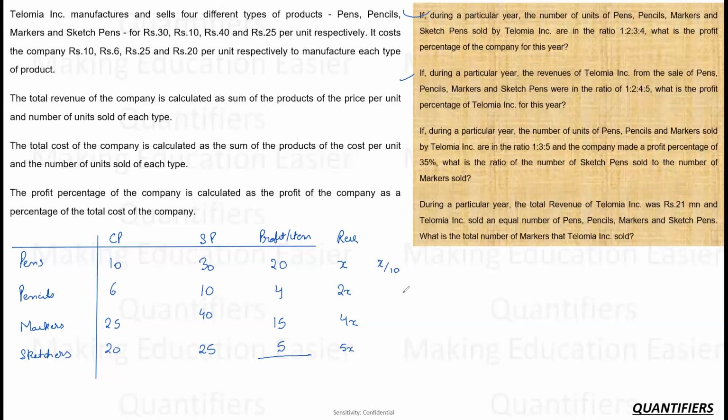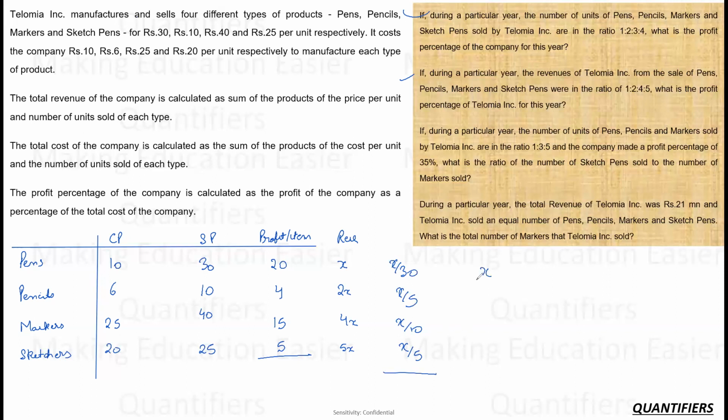Similarly, here would be 2x by 6, that is x by 3. Here would be 4x by 40, not 25, 4x by 40. Sorry, I've made a mistake. It would be revenue divided by sales price. It would be x by 30, 2x by 10, that is x by 5, 4x by 40, that is x by 10, 5x by 25, that is x by 5. Right. So what is our total revenue?